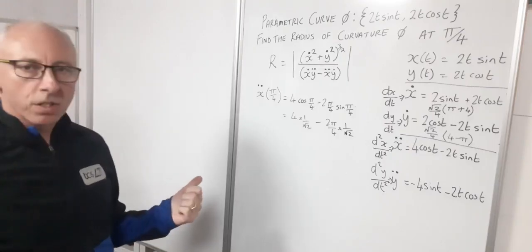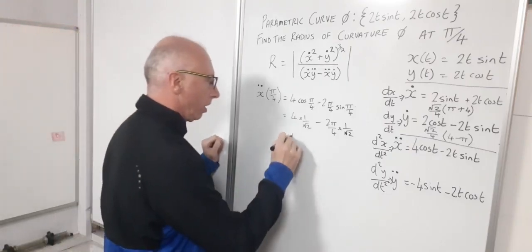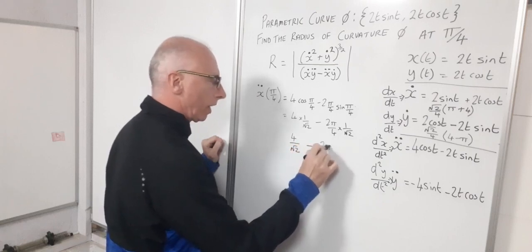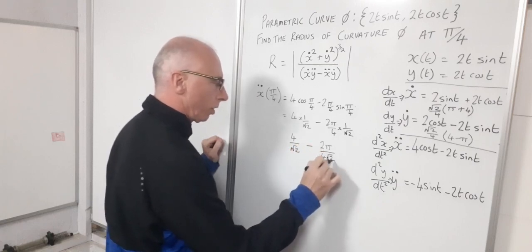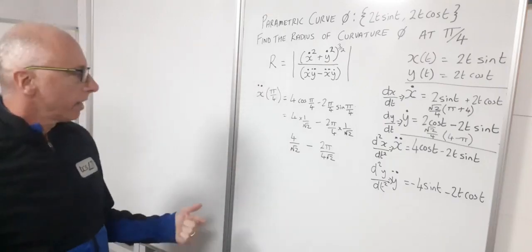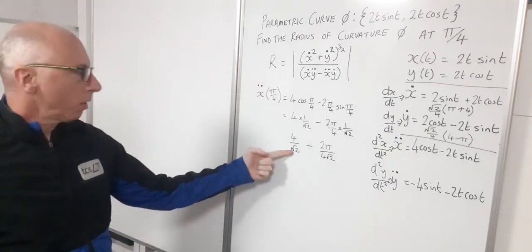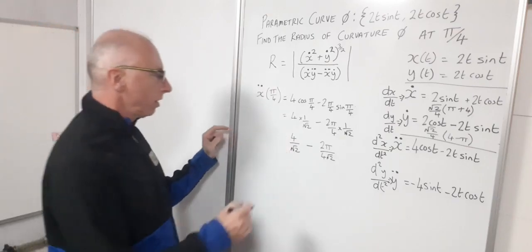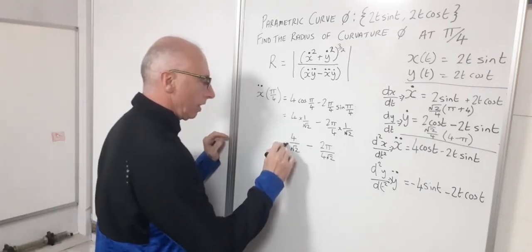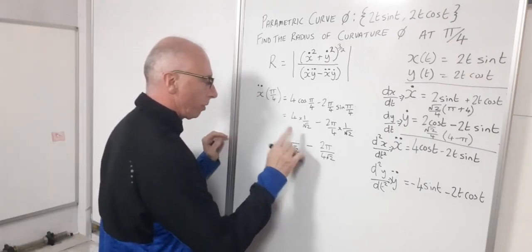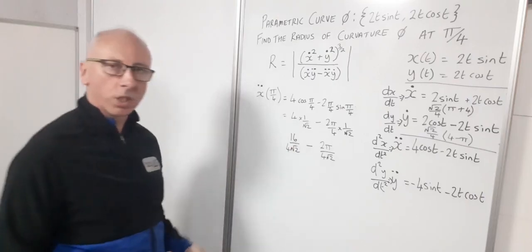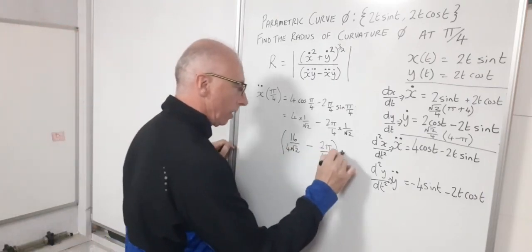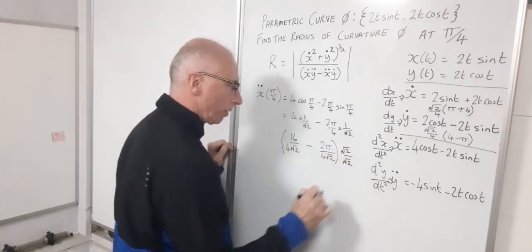Right, let's simplify it a little bit. We've got 4 over root 2 minus 2 pi over 4 root 2. Now multiply the first term by 4 over 4, which means we can get the same denominators. That gives us 16 on the top, 4 root 2 on the bottom. That's all good. Now let's get the irrational denominator out of the way: root 2 over root 2.